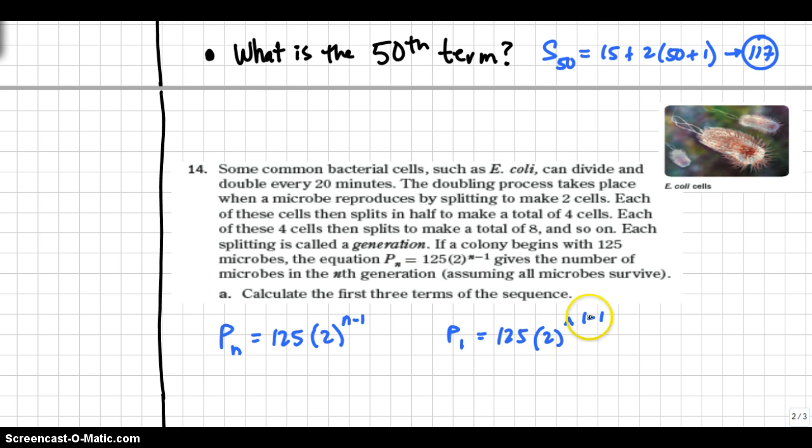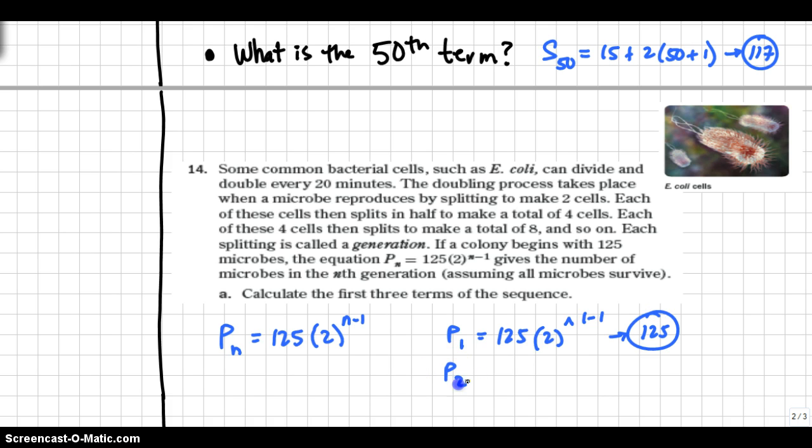Now I remember from my previous math skills that 2 to the 0 power is simply going to be a 1, and 1 times 125 is 125. So I know the answer is 125, but if you aren't comfortable with that, or if you didn't know that 2 to the 0 is 1, you could simply type it in as is on your calculator.